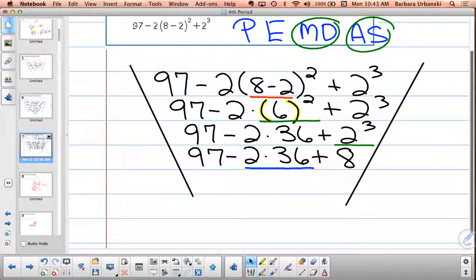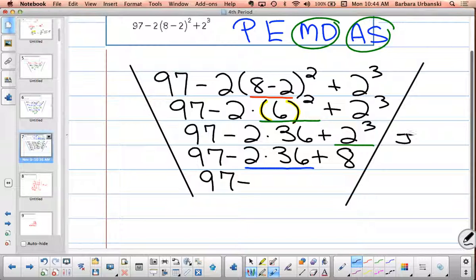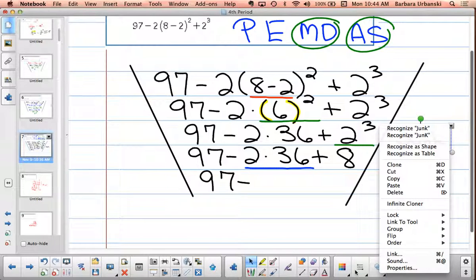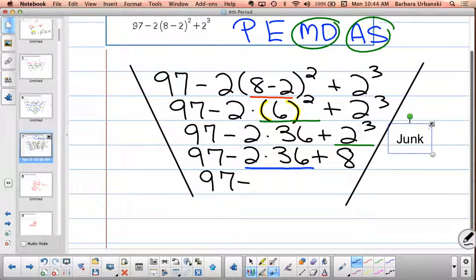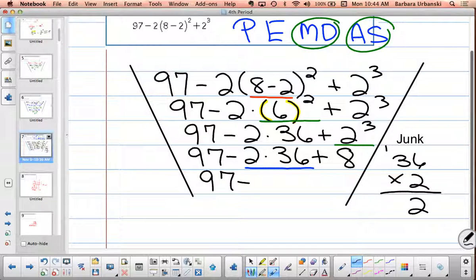So now we can go ahead and copy our problem, 97 minus 2 times 36. Students should know what 2 times 36 is. They could look at 2 times 30 and then 2 times 6 and add those up. But if not, they can always go to their junk column. And then they can take 36, multiply it by 2. We'll have 12, carry our 1, it'll be 72. 97 minus 72 plus 8.